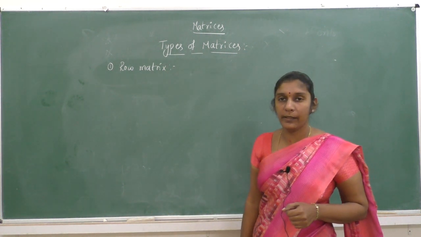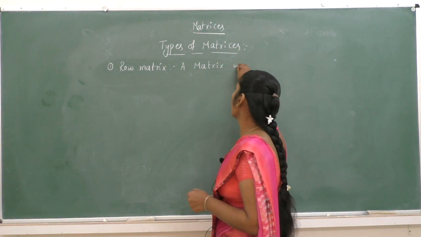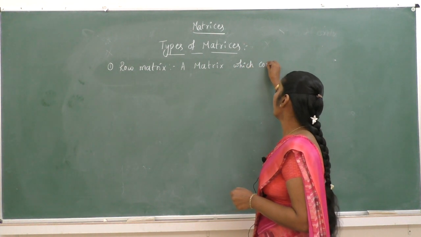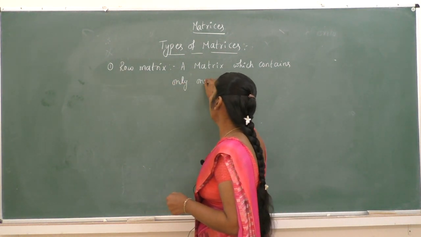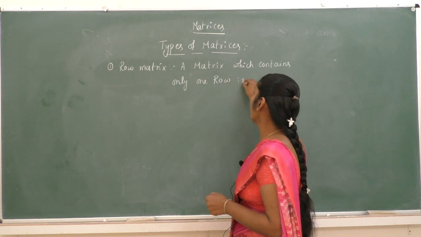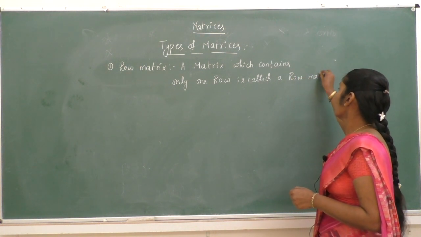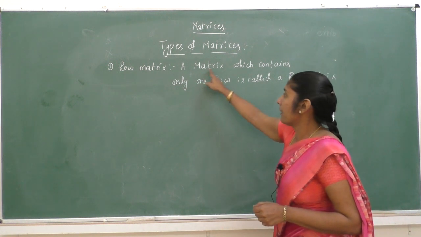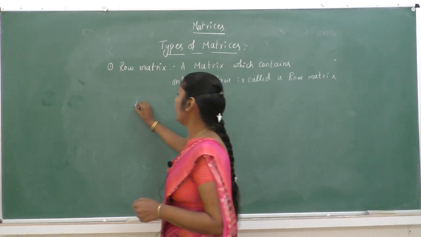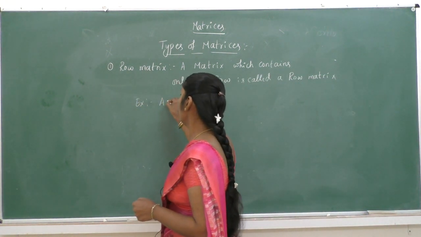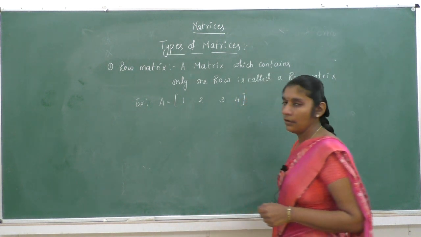What do you mean by row matrix? A matrix which contains only one row is called a row matrix. For example, for a row matrix, let it be capital A, 1, 2, 3, 4. This is called a row matrix.